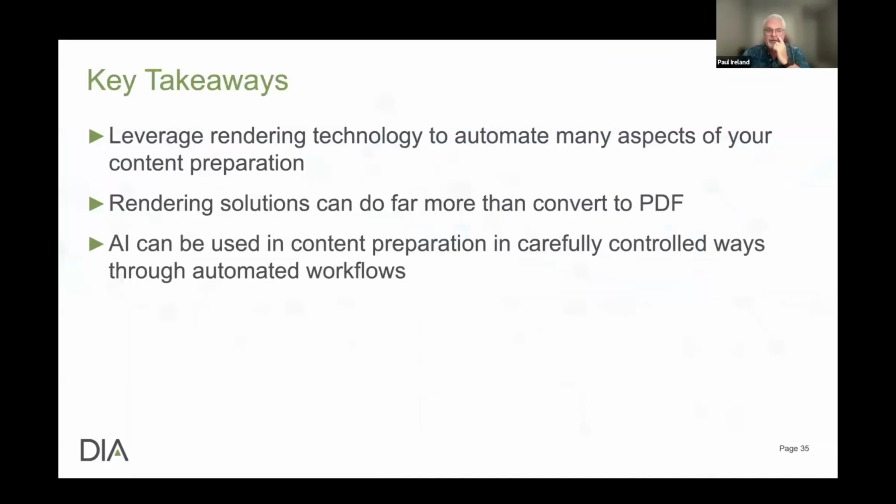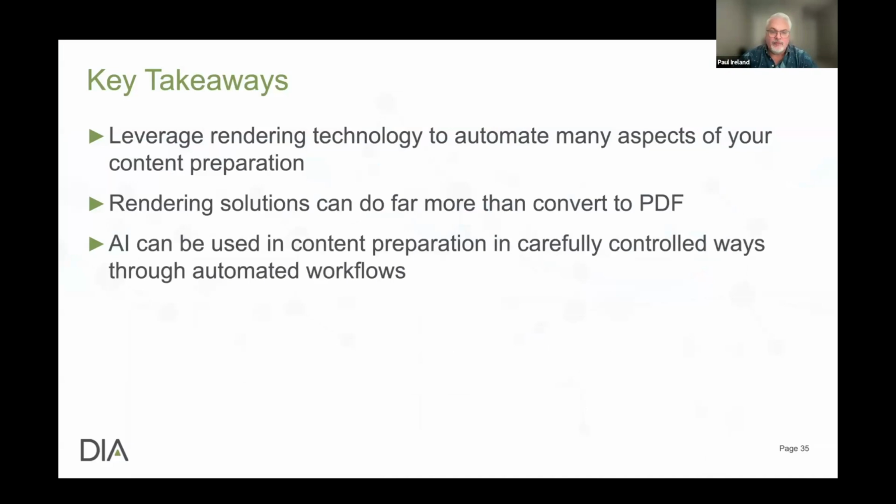So just some closing remarks. Really, the idea is to look at what your rendering technology can do and how it could automate beyond just the creation of PDFs. Often organizations will have rendering tech implemented, and all it's doing is converting to PDF. And while that's extremely valuable, there's often a lot more that it can be used for to drive more automation of your content as well.